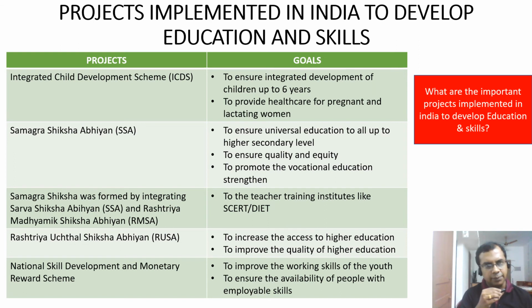The other important project is Rashtriya Uchchatar Shiksha Abhiyan, RUSA. It aims to increase access to higher education, to improve the quality of higher education, etc. The National Skill Development and Monetary Reward Scheme is yet another project, and it aims to improve the working skills of the youth and to ensure the availability of people with employable skills.